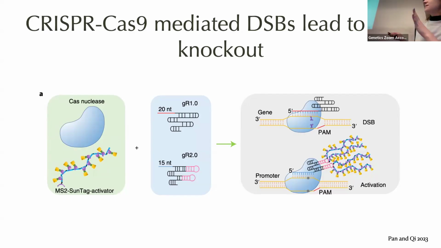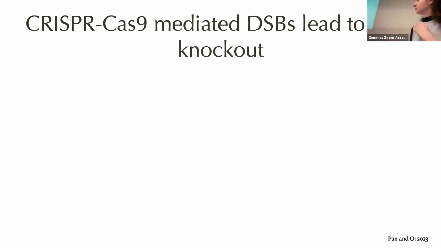Basically what happens is that you design your guide RNAs to be a certain length, either 15 nucleotides long or 20 nucleotides long. And depending on the length of your guide RNAs, the guide RNA scaffold either directs the nuclease to cut where your guide RNA is targeting, or it recruits these SUNTAG activators, like so many of them, to the site that you want to modify.